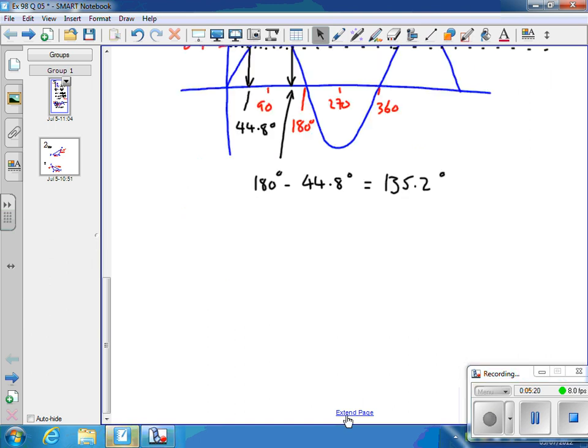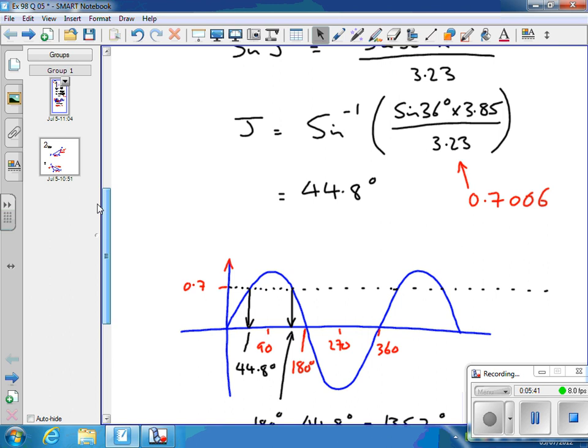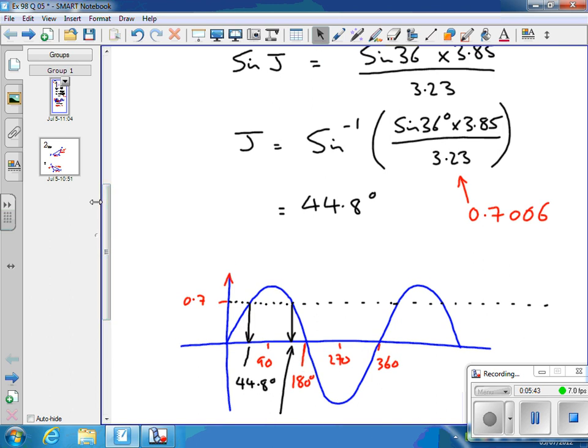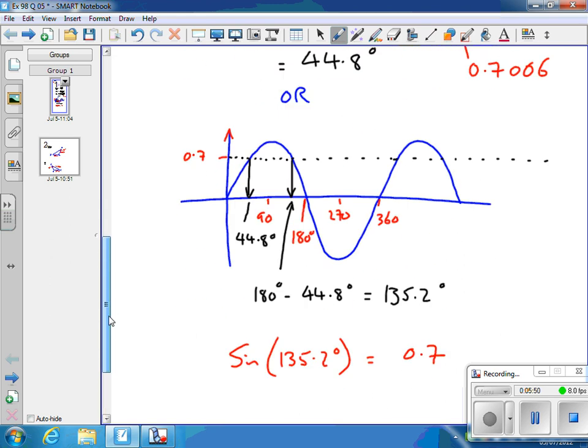As a check, if you work out what the sine of 135.2 degrees is, you will get actually the same answer, 0.7. So that's proof that in fact that's another angle that does have the sine of 0.7. So going back to our original problem, J could be 44.8 degrees or 135.2 degrees.